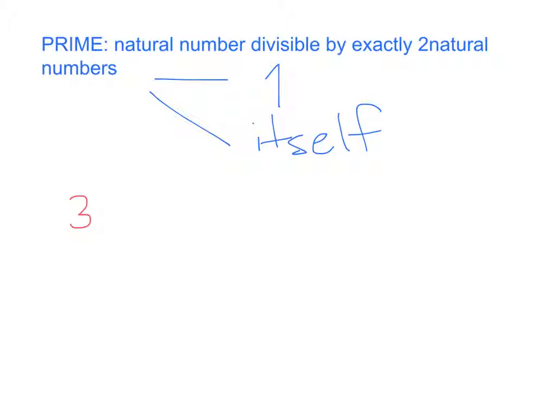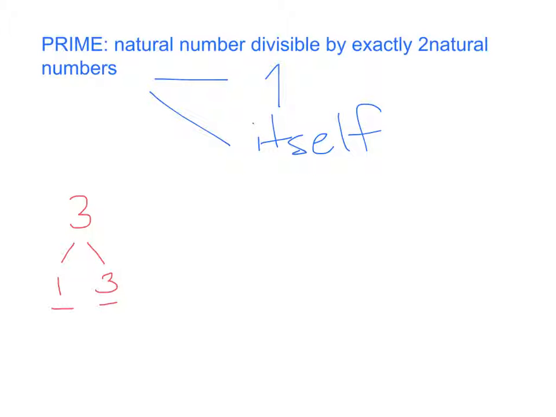The number 3 has 1 and 3 as its factors. So 1 times 3 equals 3. Or 3 is divided by 3, and 3 is divided by 1. So it has factors of 1 and 3. These are what make 3 a prime number. There's no other whole number that divides into it evenly.